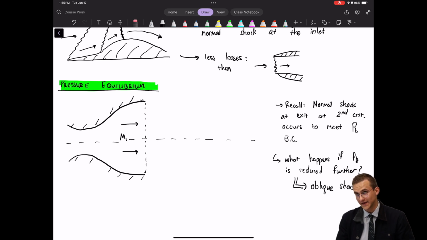Or rather, you need that increase in pressure from the shock to meet the boundary condition. Just a smaller increase, so it's not as strong of a shock.